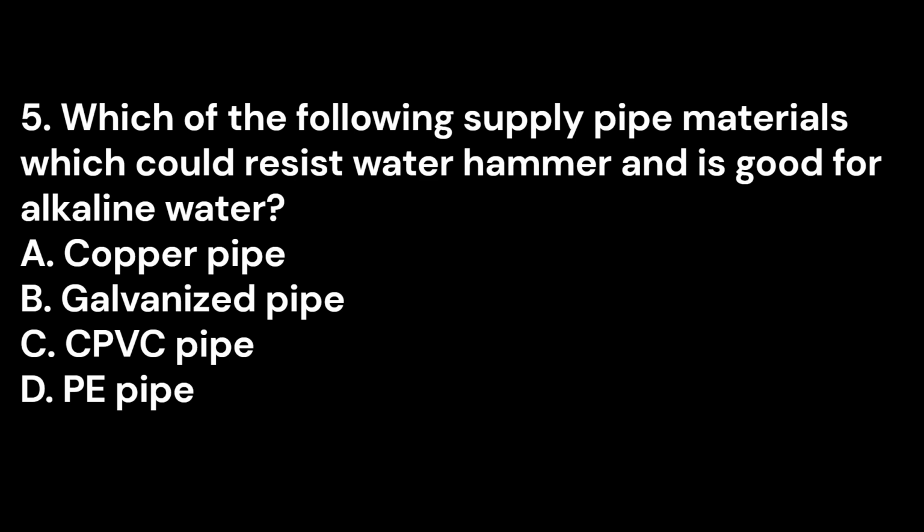Number 5. Which of the following supply pipe materials could resist water hammer and is good for alkaline water? A. Copper pipe. B. Galvanized pipe. C. CPVC pipe. D. PE pipe.